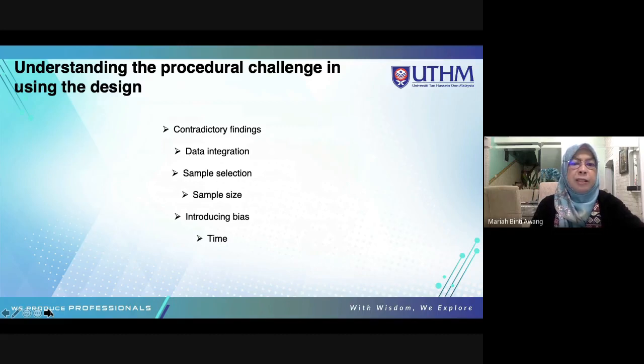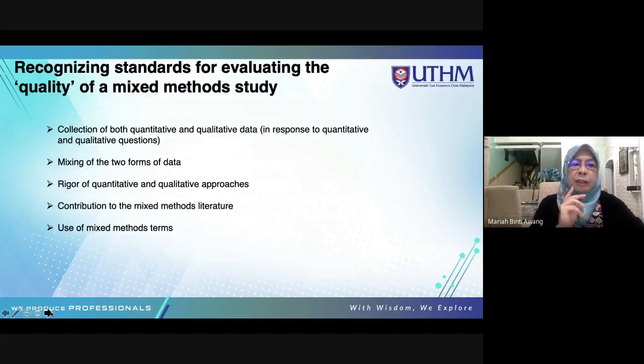For understanding the procedural challenges in using the design, mainly contradictory findings, data integration, sample collection, sample size, introducing bias and time. So, standards for evaluating the quality of a mixed method study. Normally, first, collection of both quantitative and qualitative data in response to quantitative and qualitative questions. Second, mixing of the two forms of data. Third, rigor of quantitative and qualitative approaches. And fourth, contribution to the mixed methods literature. Fifth, use of mixed methods terms.